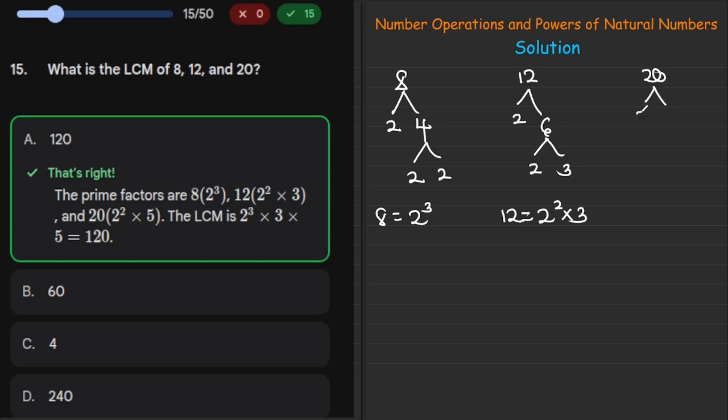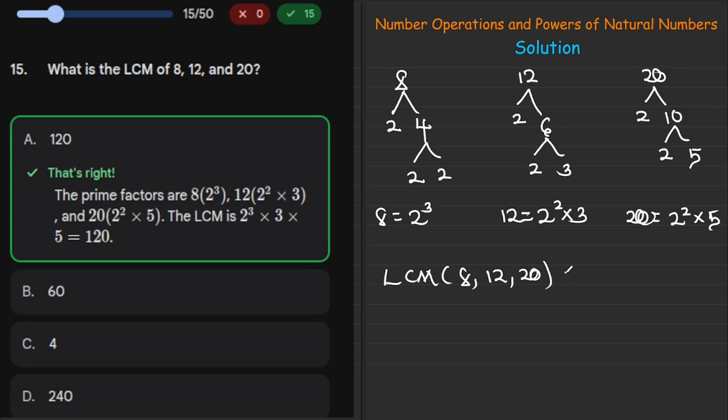20 is rewritten as 2 times what? 10. 10 is 2 times 5, all prime. Hence our 20 is what? 2 to the power 2, then times 5. So if it is the LCM of 8 and 12 and then 20 that we want, looking at our prime numbers we have, starting with 2.